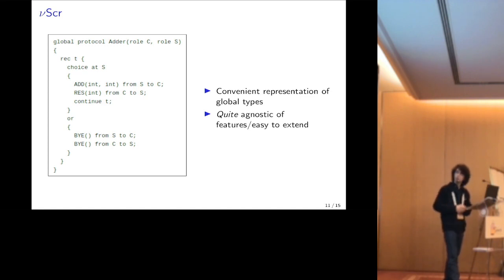We already have quite good tooling. For instance, if you are not concerned about projection, there is a nuScr tool that does the projection for you and gives you the local types or the automata of the participants. So this is why it's quite interesting to have that. And also it's quite easy to extend if you want. There are ways to add annotations that make it quite easy to parse if need be.